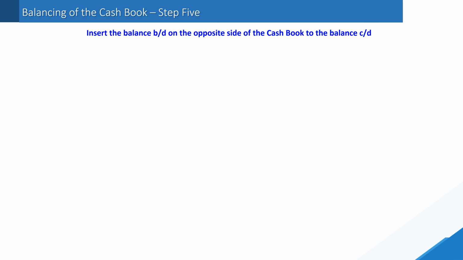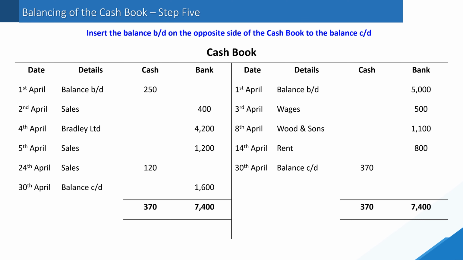The final stage is to insert the balance brought down in the cash book, and we're going to use what we've previously done to help us complete this step. We can see that at the 30th of April we had a balance carried down for both bank and cash, and the final step is to transfer these balance carried down figures to the opposite side of the cash book. So for bank, we had a balance carried down of 1600 on the debit side of the cash book. This transfers to the credit side of the cash book on the next available date, which is the 1st of May, as the balance brought down.